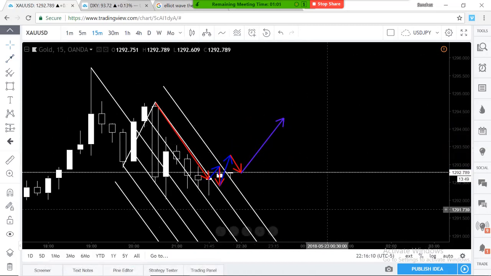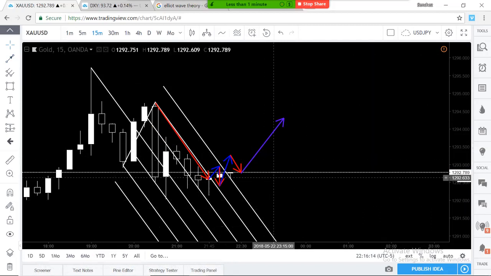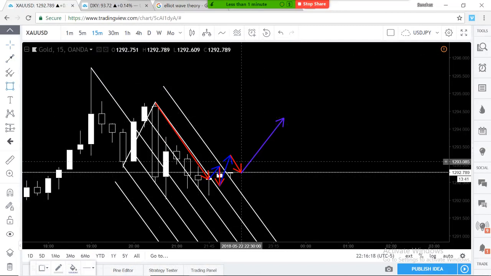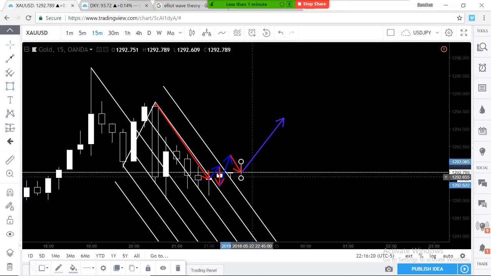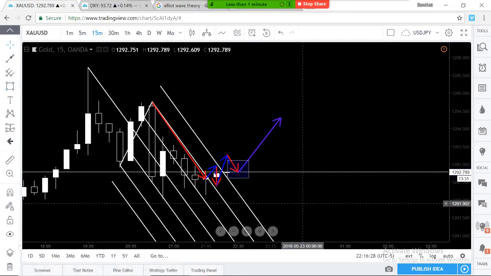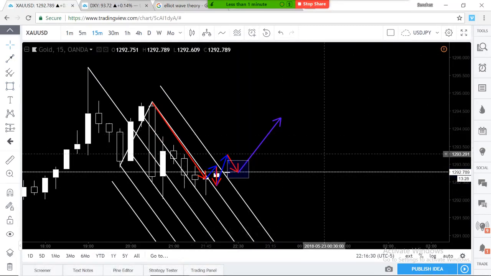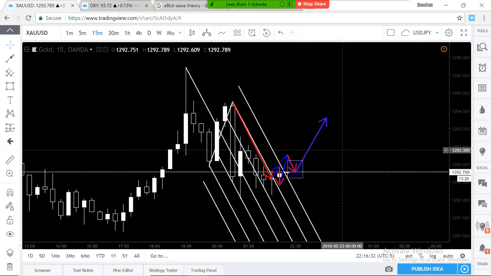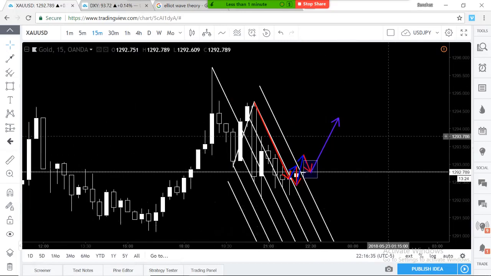All right, so here's our 15-minute entry. You know what I mean? And what do we do? We buy off the retracement. So here's our entry. Less than 1 minute, guys. I'm sorry. Entry's right here, off that retracement. We're doing a buy to the top, because remember, we're on an uptrend.